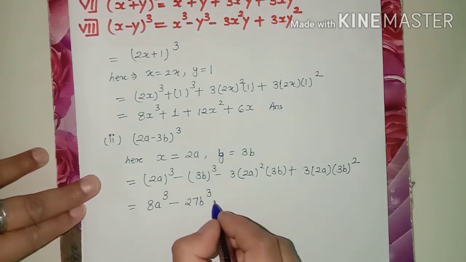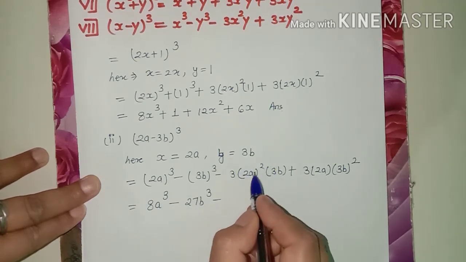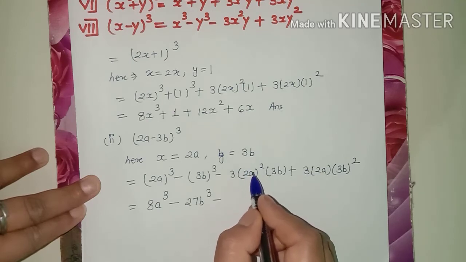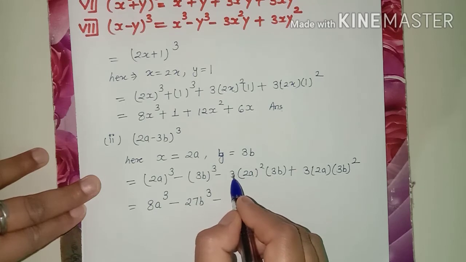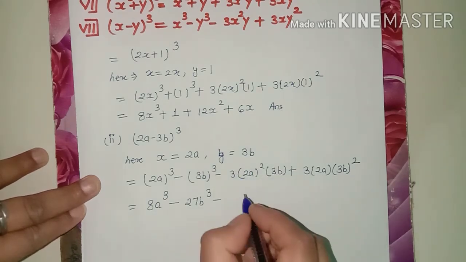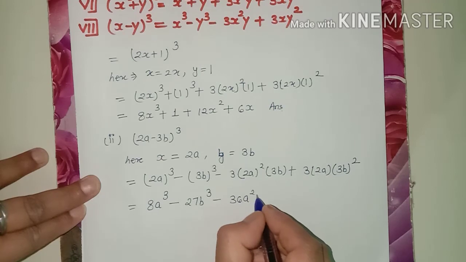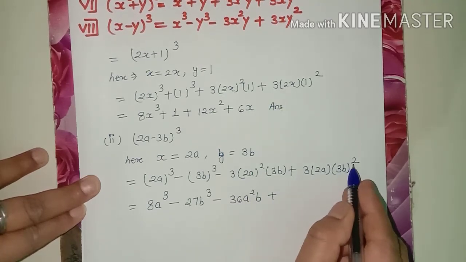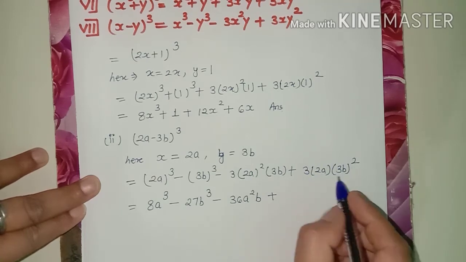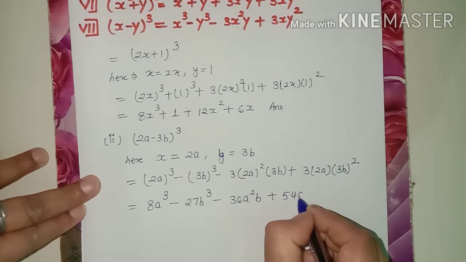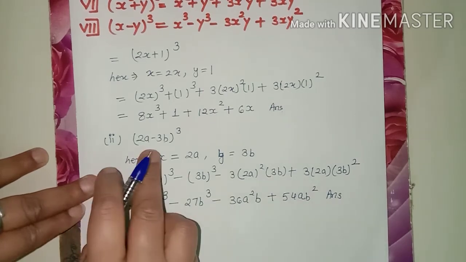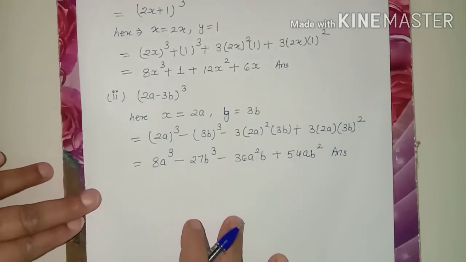27b cube, minus, now you have to simplify this. First simplify this 2a whole square. 2a square, 2a into 2a, we will get 4a square, 4 3s are 12, 12 3s are 36a square b. Simplify this also. 3 3s are 9, 9 3s are 27, and 27 2s are 54ab square. This is the expanded form of this second part.